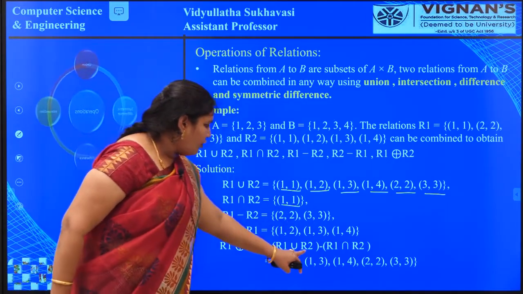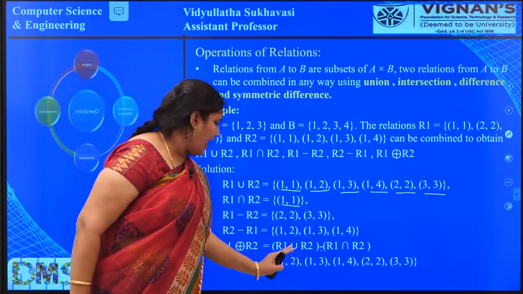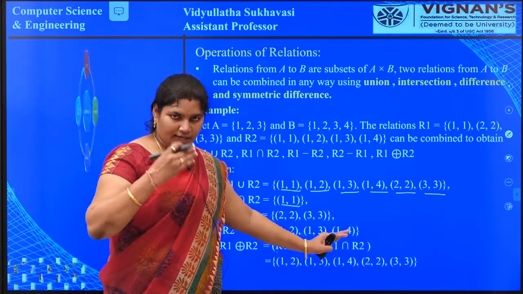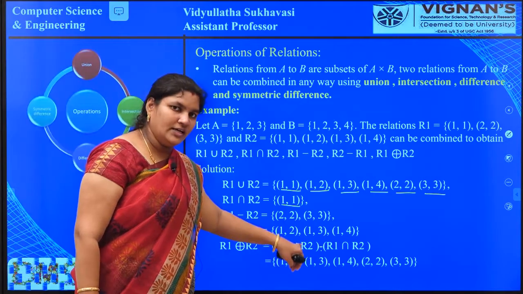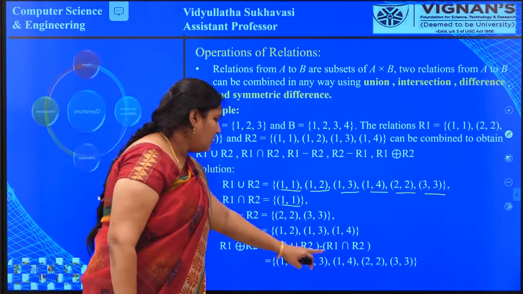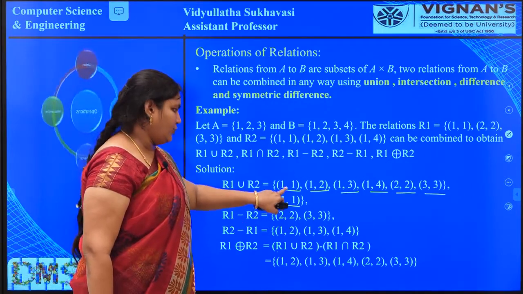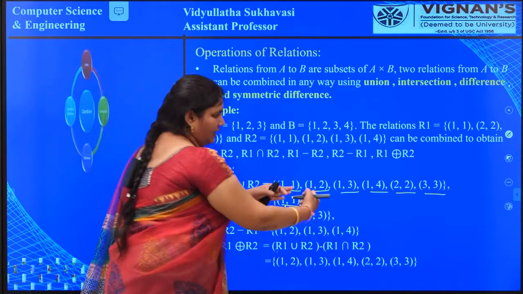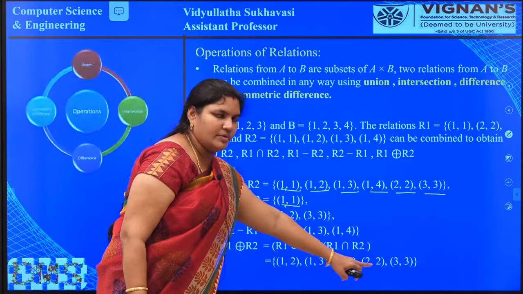So here the formula is we need to subtract. What are the common elements we have in R1 union R2 and R1 intersection R2 should be first removed, and the remaining elements of R1 union R2 should be represented. So here R1 intersection R2 means 1 comma 1. So this ordered pair should be removed from R1 union R2 and the remaining elements should be present. So here we have represented the remaining elements.